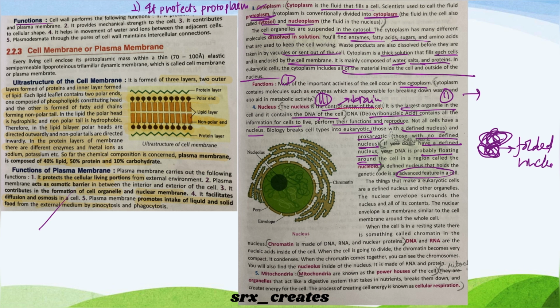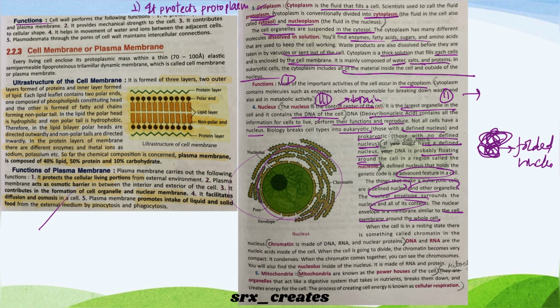These are the things that make a eukaryotic cell, like having a defined nucleus and other organelles. The nuclear envelope surrounds the nucleus and all of its contents. Now this nuclear envelope is a membrane-like, wall-like structure similar to the cell membrane. The cell membrane and nuclear membrane are similar, just the cell membrane covers the whole cell and the nuclear membrane covers the nucleus.